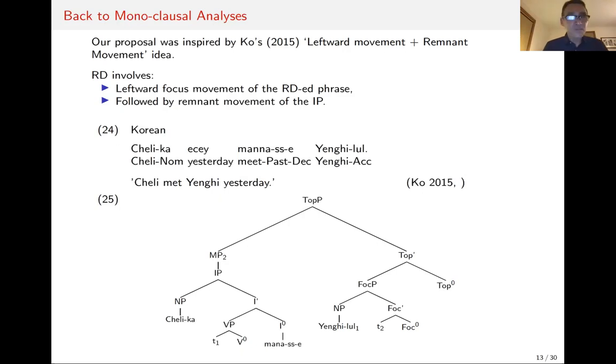So when you have a Korean sentence like Cheri nominative yesterday met Yangi accusative, the Yangi accusative comes at the end, but it's the first one moved to the left, and the remaining sentence moves past the Yangi and attaches to what we call the topic phrase. She considered the first movement to be a focus movement, and the second movement to be a movement to topic phrase, so to speak.